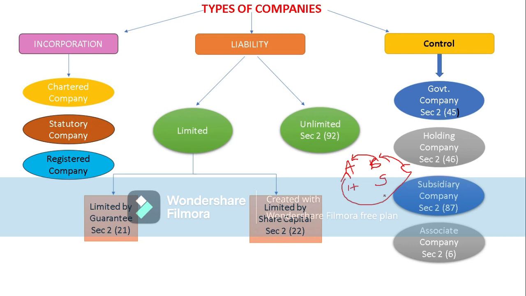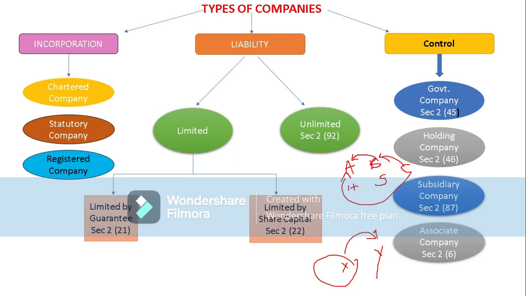Now coming to associate company. What does associate company mean? For example, we have company X and company Y. If X company is having significant influence on company Y, then Y company is an associate company of X.